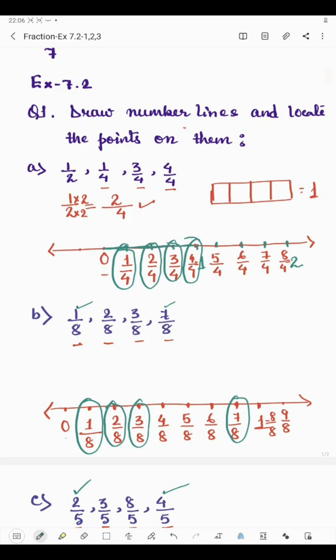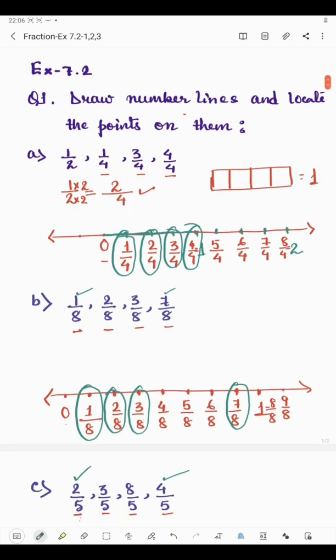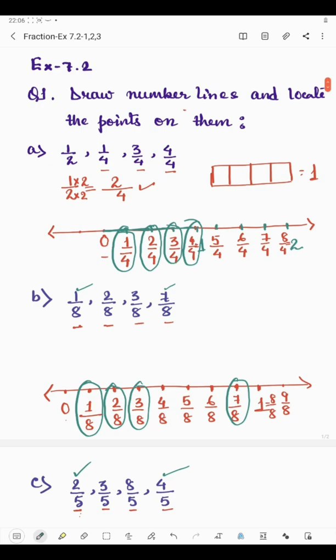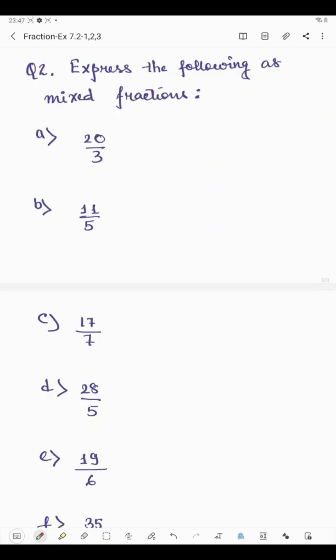So in this case, we will have to draw the number line at first, and then we will mark the points at equal distance. Then we will have to locate the points on the number line. So this was all about question number 1. Now coming to next question.